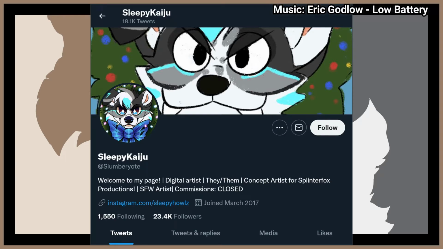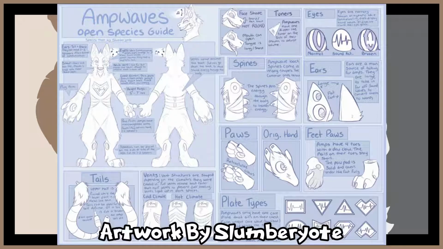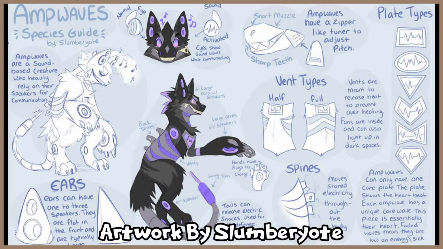Ampwaves are an original species created by Slumberyo on Twitter, which are open for people to make. These guys are sound-based creatures who rely on their speakers for communication. Their designs stand out not just for the many speakers on their body, but other details as well, such as the vents on the chest, the plate showing their heartbeat, and even the zipper mouth.